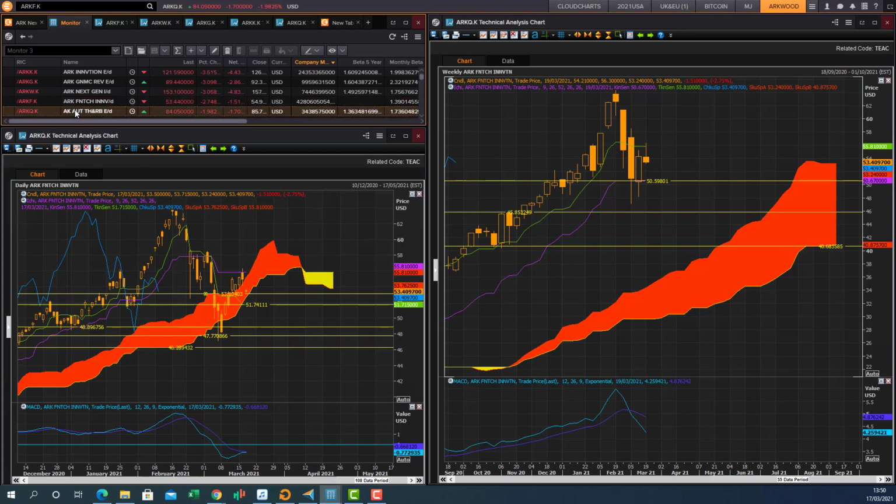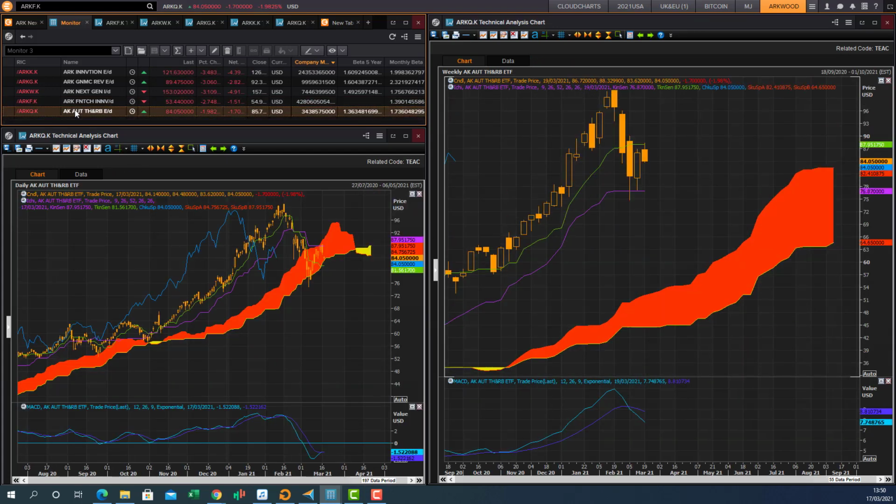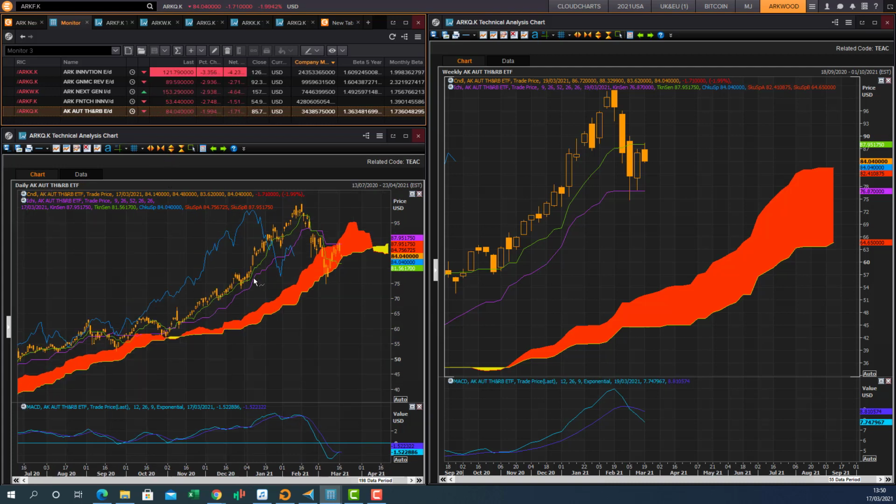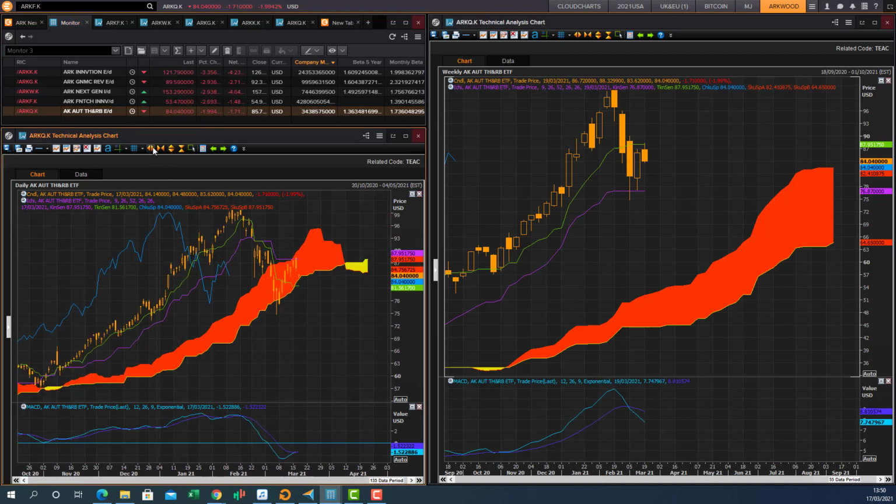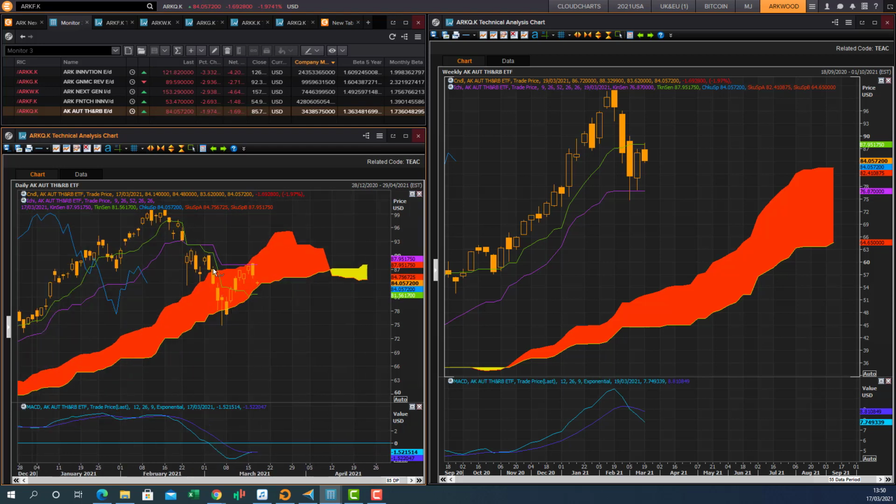And the last one is the automotive, autonomous technology and robotics ETF. This one, after a tremendous rally, got extended from the cloud, pulled back to the top end of the cloud. Let me just zoom in. It pulled back to the top end of the cloud, sliced through, and rebounded from the bottom of the cloud. We can see these old straight lines here. These are major support zones on the clouds.